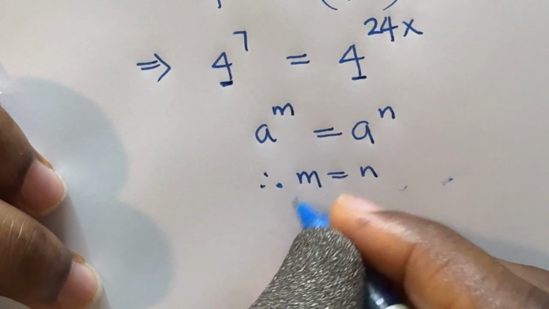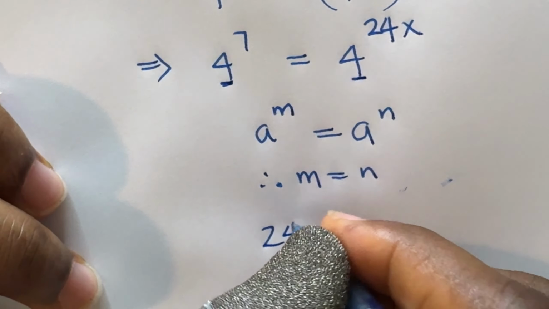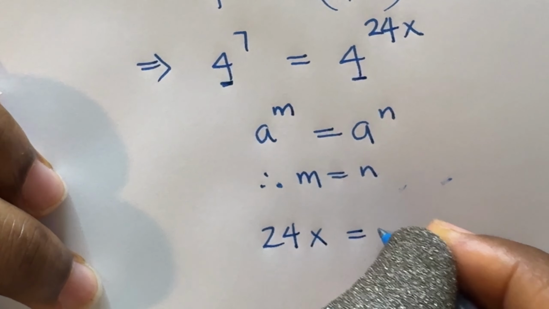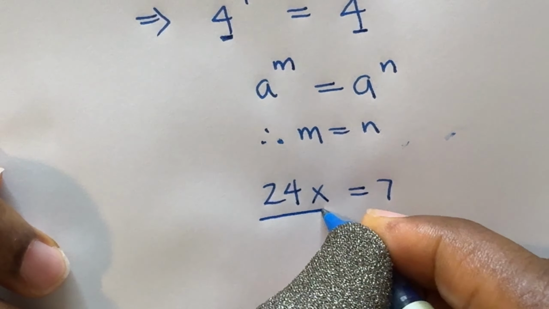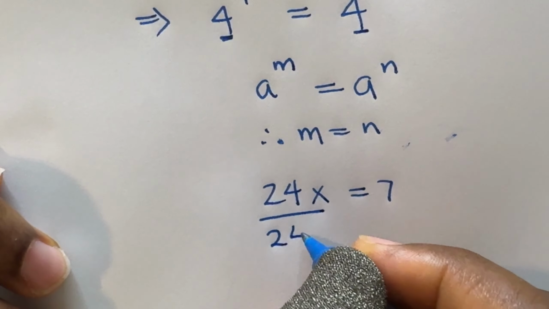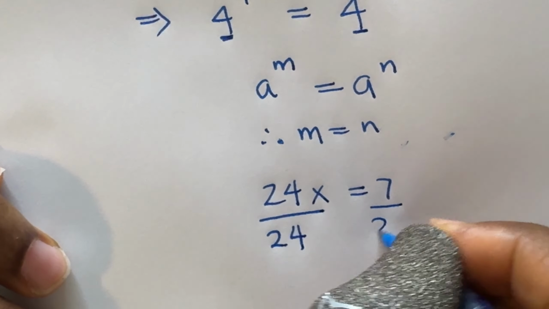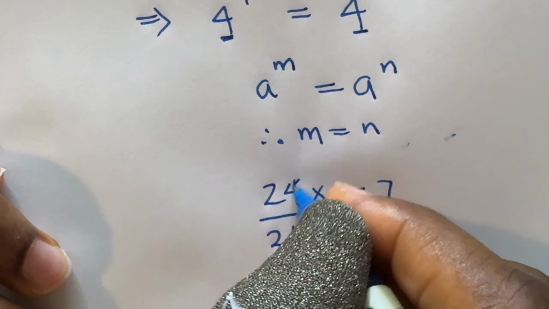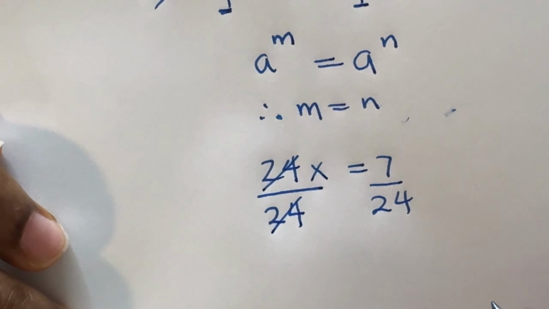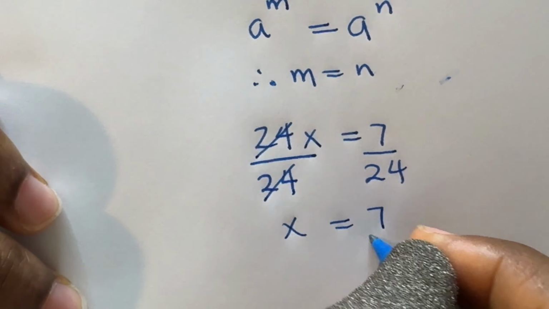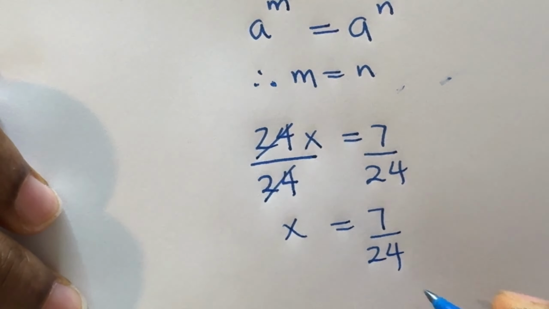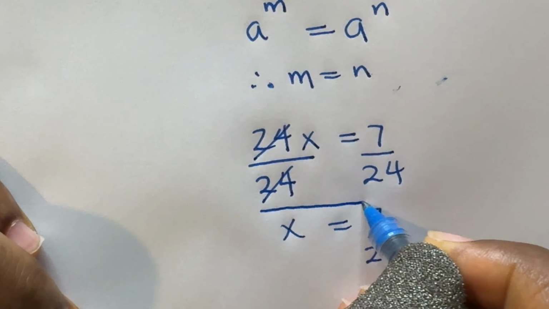So we say 24x must be equal to 7. Now to solve for x, I'll divide both sides by 24. So this cancels this, and then we get x is equal to 7 over 24, which is the final answer for x.